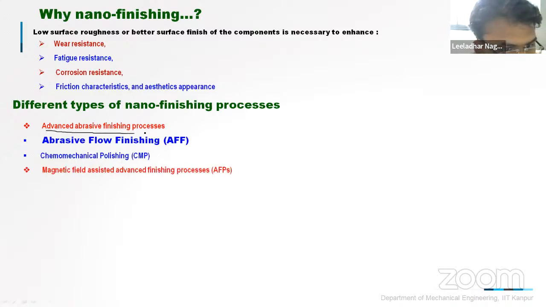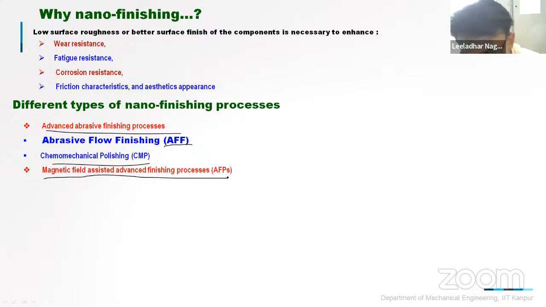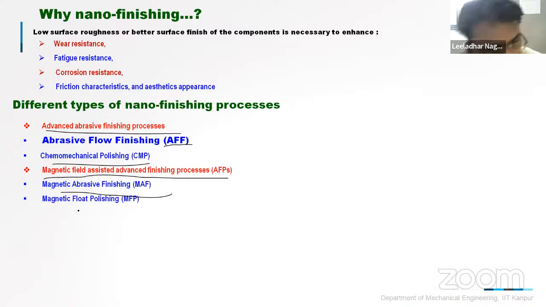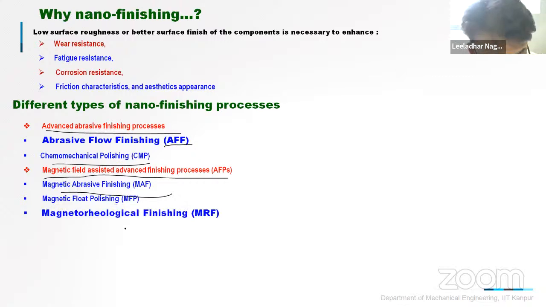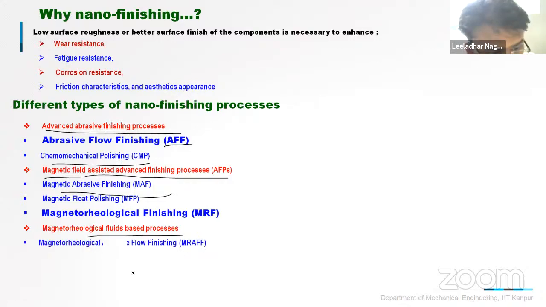Based on the advanced abrasive finishing processes, we will have abrasive flow finishing and chemomechanical polishing. Based on the magnetic field assisted advanced finishing processes, in this category we will have magnetic abrasive finishing, magnetic float polishing (MFP), and magneto-rheological finishing (MRF). And based on the rheological fluid based processes, we will have the MRFF process.